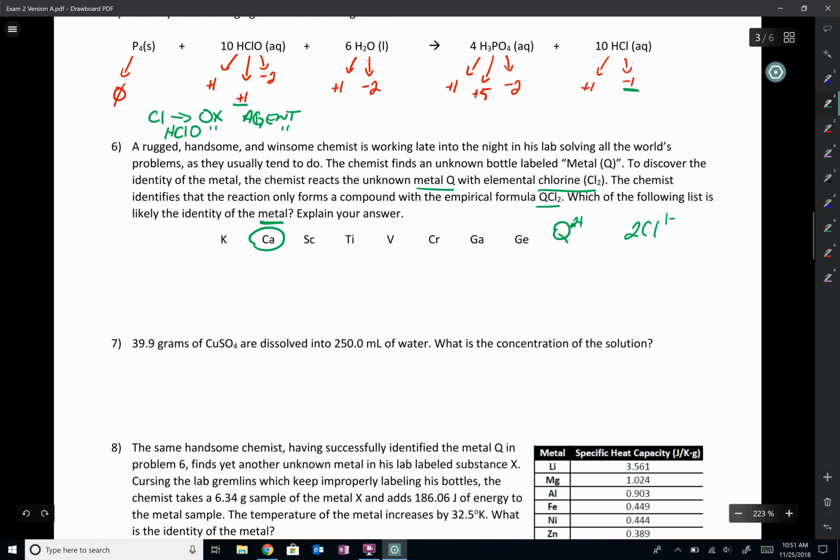The only metal here which is going to have a 2+ charge exclusively is calcium. Now titanium can have a 2+ charge, so can vanadium and chromium. But I said in this question that there's only one compound that forms. So I was looking for some discussion about oxidation states and charges, and how oxidation states have to balance out. If only one compound is formed, calcium is invariant in the sense that it will never have anything other than a 2+ charge unless it's in its elemental form.